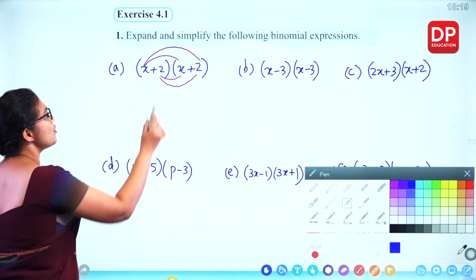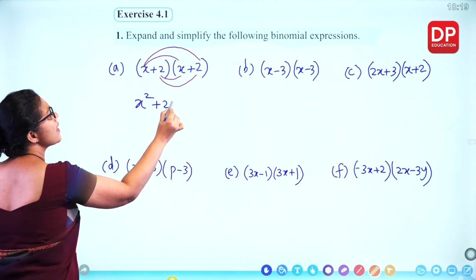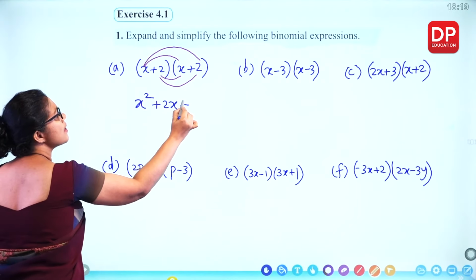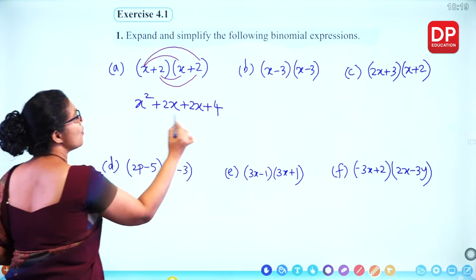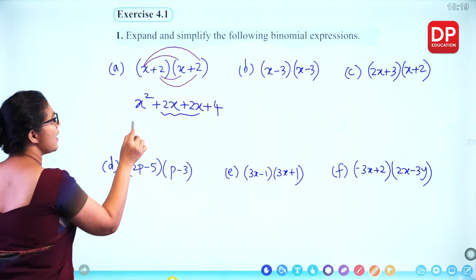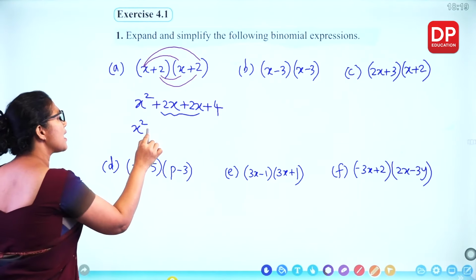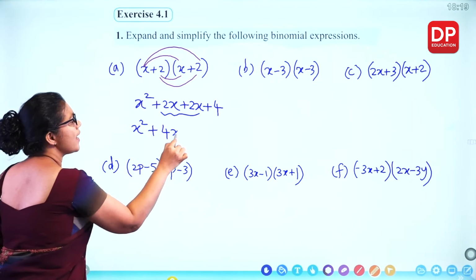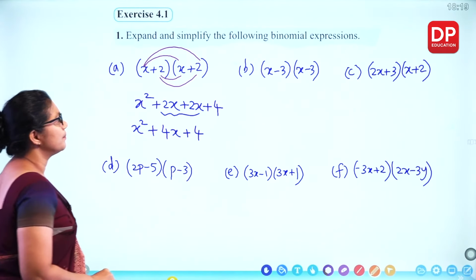So here x into x, x squared, x into 2, 2x, 2 into x plus 2x, 2 into 2 plus 4. We can see these two, you can simplify. X squared plus 2x plus 2x becomes plus 4x. So plus 4 is there.